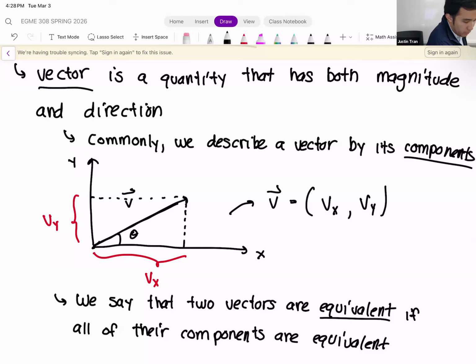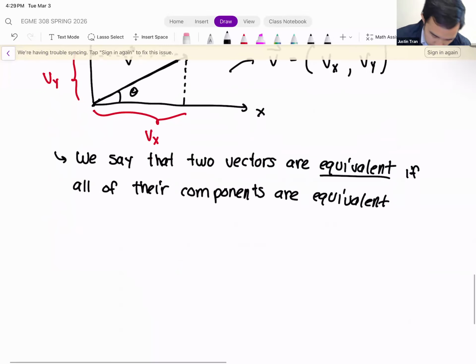All right. So very simple so far. Just the definition of a vector. Any questions on this? Okay. Let's do another basic thing. Let's do vector addition.